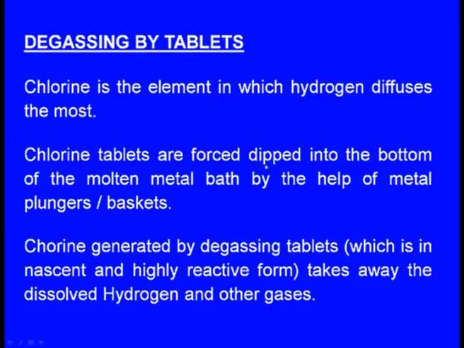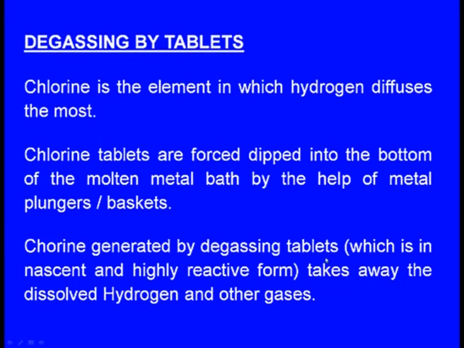Chlorine is the element in which hydrogen diffuses very much. Now what we do is we insert the chlorine tablets inside the molten metal. So chlorine tablets are force dipped into the bottom of the molten metal bath with the help of a metal plunger or baskets. Chlorine generated by the degassing tablets takes away the dissolved hydrogen and other gases.